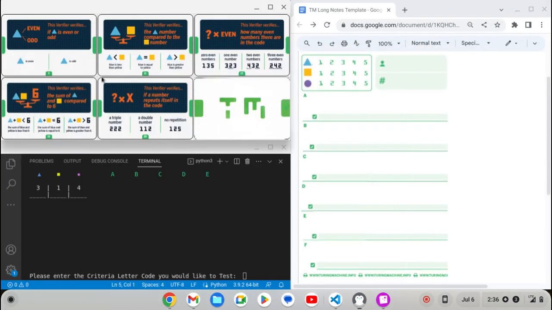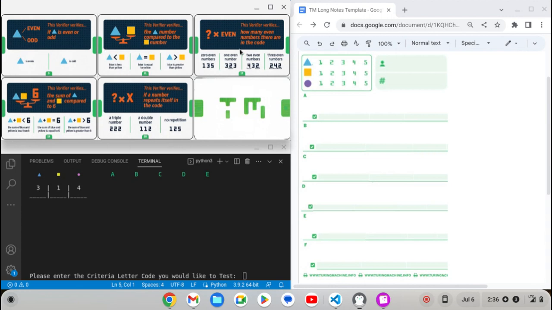So our 5 criteria cards are in the grid above. On the top row, we've got criteria card A, criteria card B, and criteria card C. And in the bottom row, we've got criteria card D and criteria card E. Criteria card A looks at our first digit, the triangle digit, and the Turing machine will let us know whether that value should be an even or an odd digit.